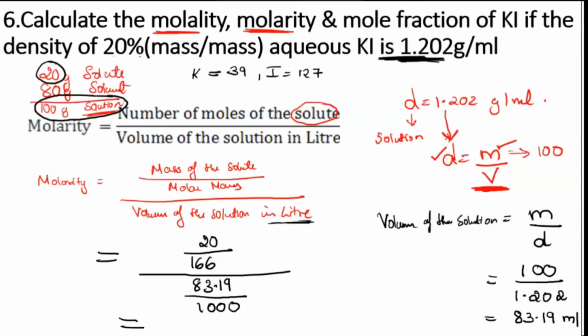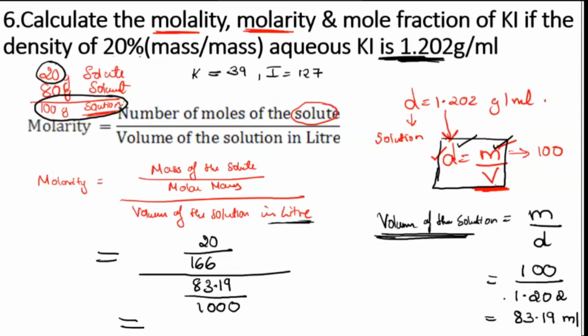Because it is percentage, altogether it will make up to be 100, so you will get 100 gram of the solution. Now substitute the density, mass and volume relationship. We know density is equal to mass by volume. So we have the mass, we know the density, and you can calculate the volume. We got around 83.19 ml.